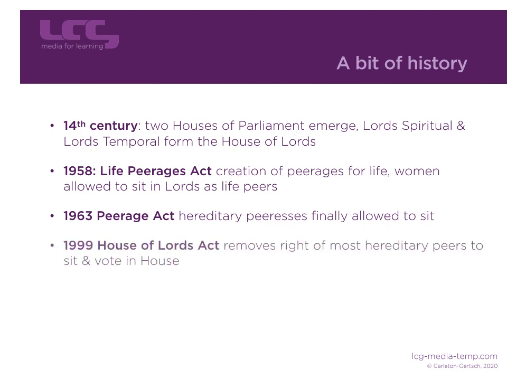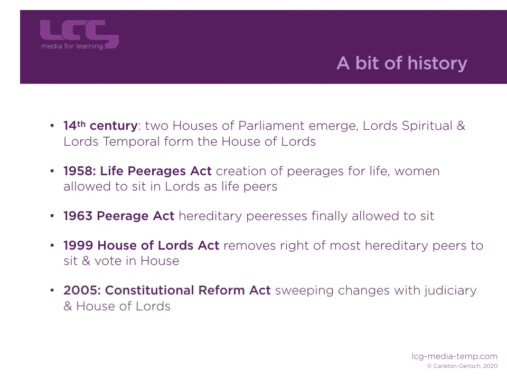In 1999, there came the House of Lords Act, which removed the right of most hereditary peers to sit and vote in the House. 666 hereditary peers lost this right, and only 92 were allowed to remain until further reform had been proposed. Then in 2005 came the Constitutional Reform Act, and this brought sweeping changes to the judiciary and the House of Lords. Up till this point, the House of Lords had been the highest court in the United Kingdom.